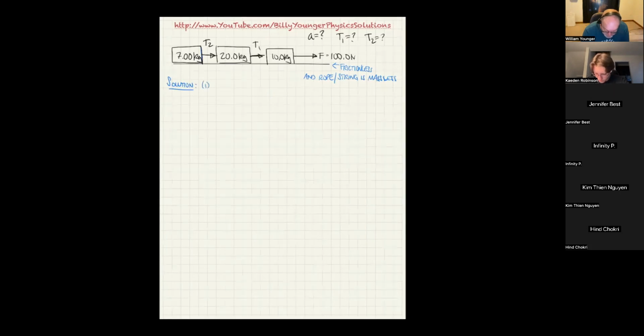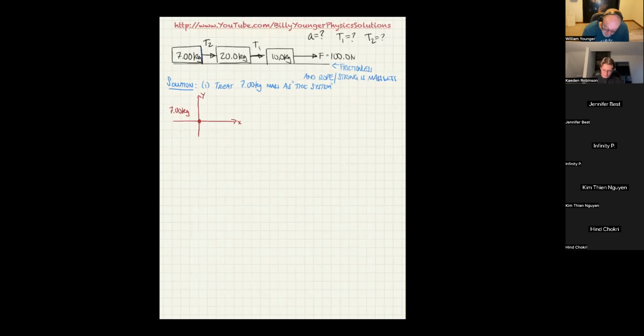Solution. Part 1, treat the 7.00 kilogram mass as the system. Okay, so when I do that, I'm going to draw my coordinate system. So there's a coordinate system. There's my y-axis. I'm going to say this right here is my x-axis. This right here is my 7.00 kilograms.